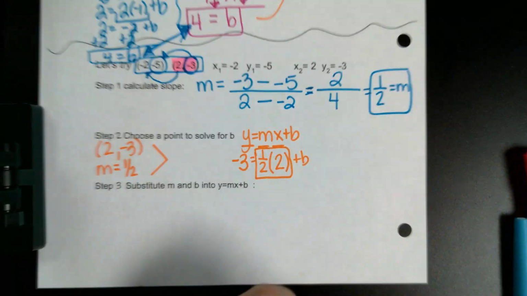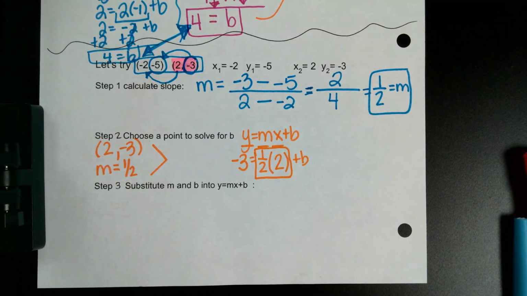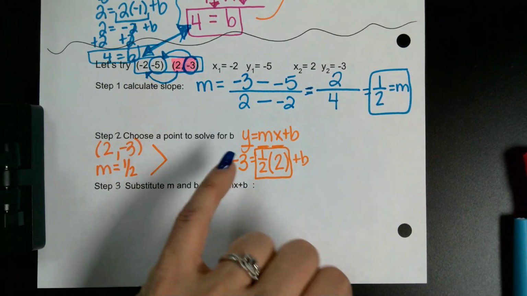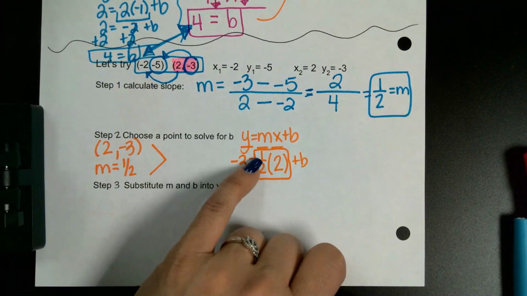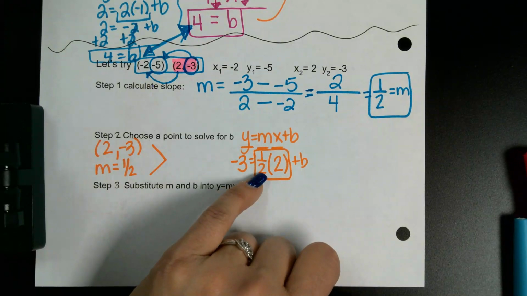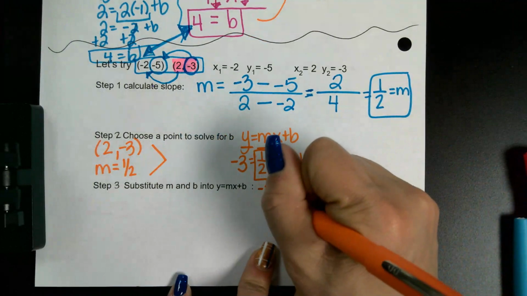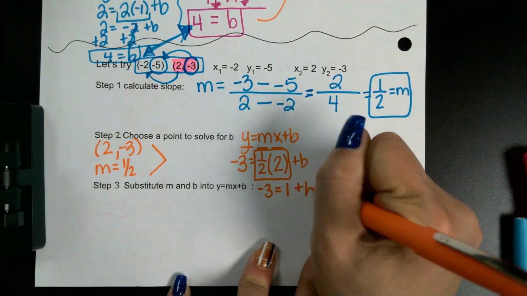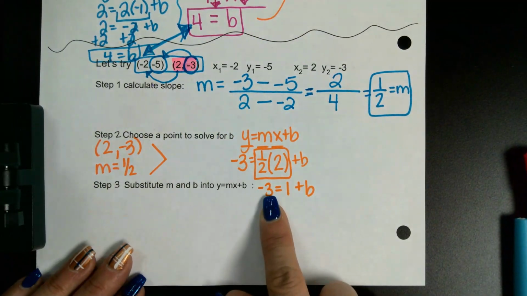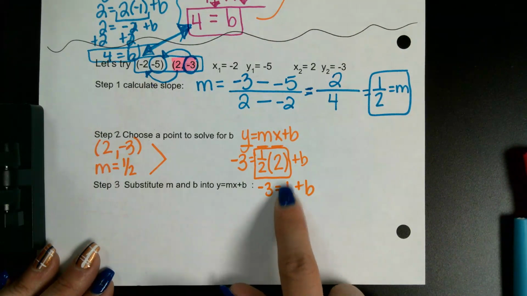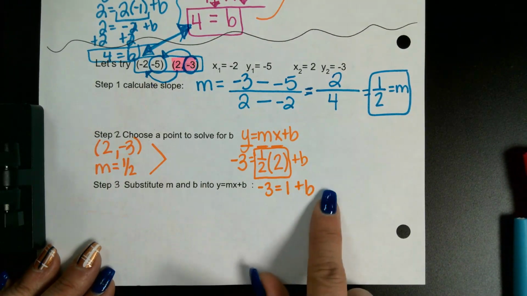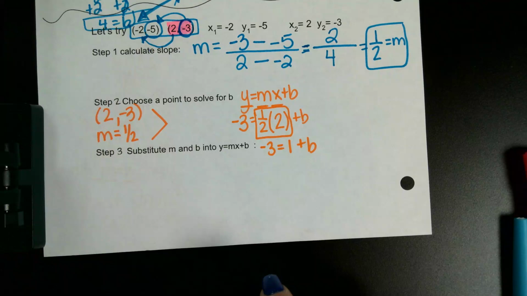Okay? So this is how you type it in. When you have a fraction involved, you type in 1, ABC2, and then times 2. So 1 ABC2 is 1/2 in the calculator, and then times 2. What do you get? You just get 1. So you would bring down your negative 3 equals, this becomes 1, and then bring down your plus b.